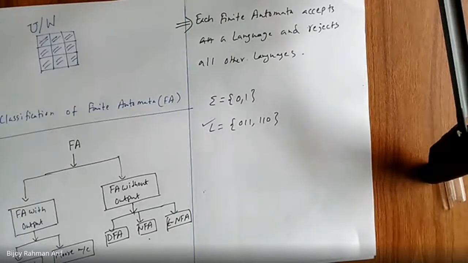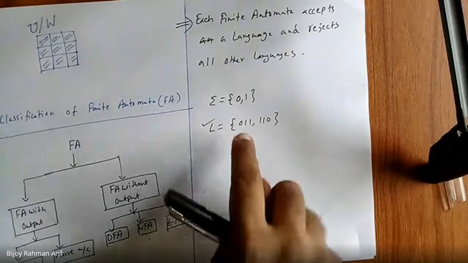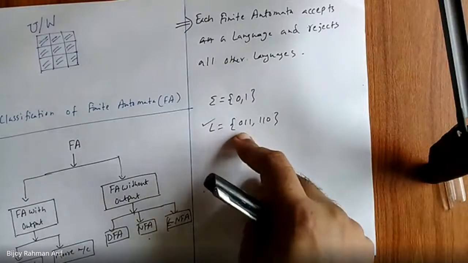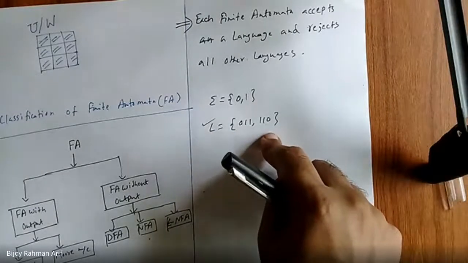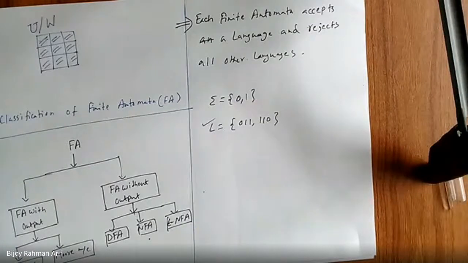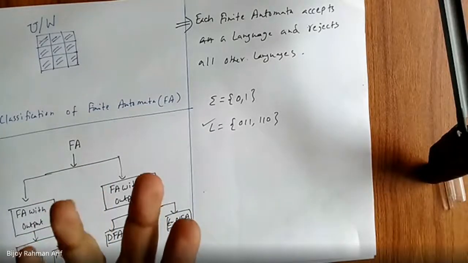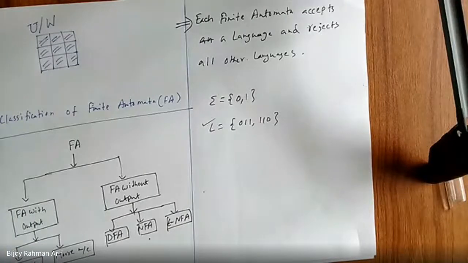It's not a big deal. We understand we are going to accept 0, 1, 1 and also accept 1, 1, 0. Other things we are going to reject. Whenever we see 0, 1, 1, we say, yes, you are inside my language. Whenever I get 1, 1, 0, I'll say, yes, you are in my language. Otherwise, I'll say, no, you are not in my language. As a human being, you can see the members inside the language, but a machine cannot see anything. So how can you make a machine accept only these two strings?